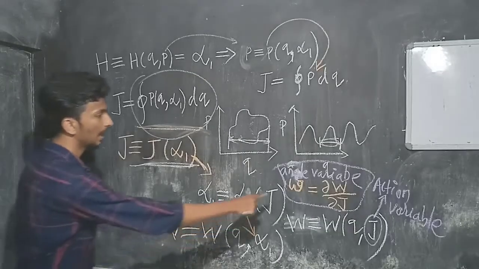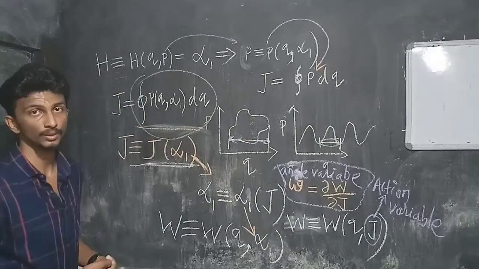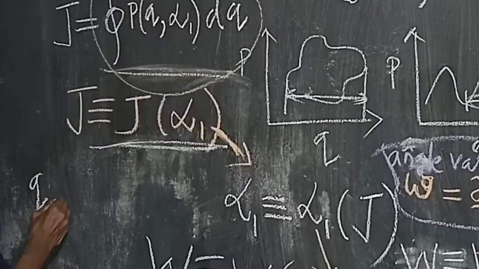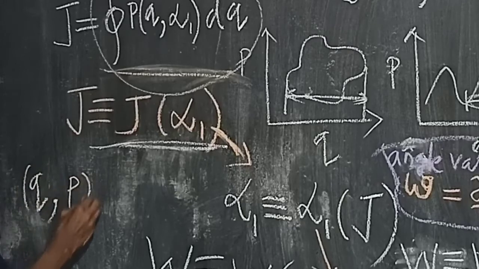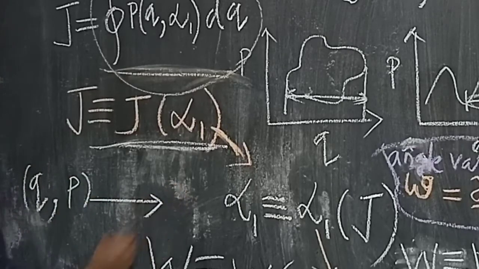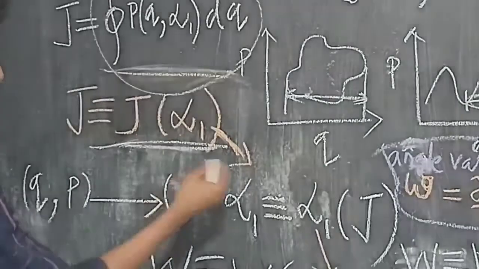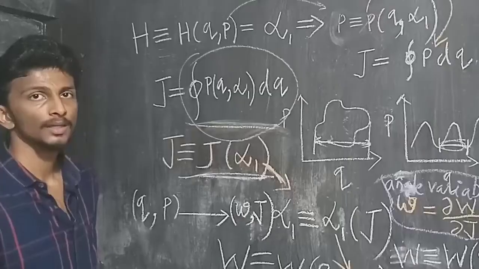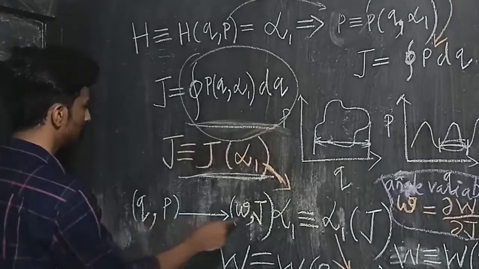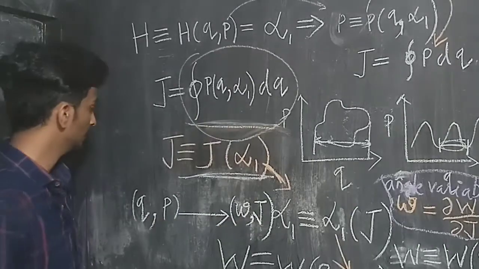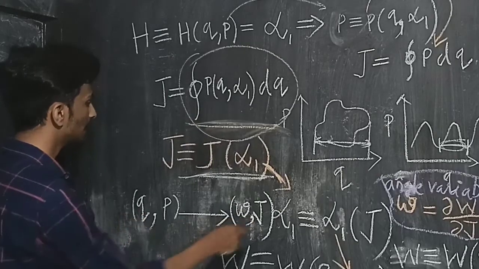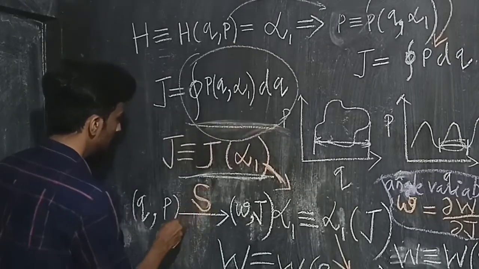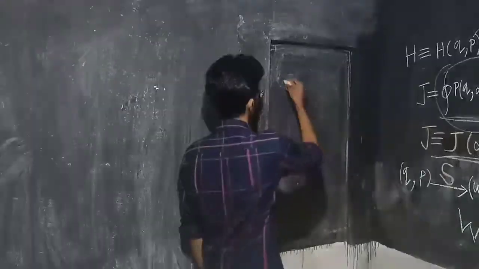In fact, this omega and this J are the canonically transformed coordinates from the old phase space variables q and p. That is, q and p are the old phase space variables, and we apply the canonical transformation and we get the new phase space variables omega and J. Let me ask you, which generating function generates this canonical transformation? In fact, the generating function which generates this canonical transformation is actually the Hamilton's principal function S. We have the new phase space variables omega and J.